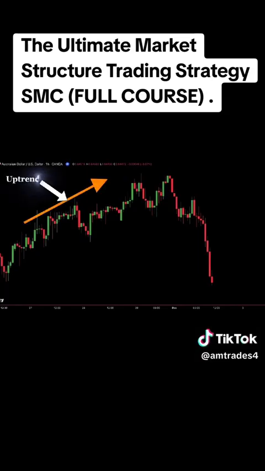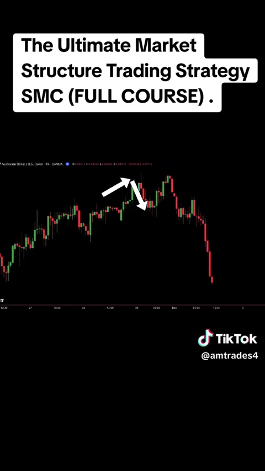The market is in a strong uptrend, forming higher highs and higher lows. Buyers are in control, and impulsive moves are stronger than retracement moves. Price makes a new high, then retraces, finding support at a higher low. Buyers step back in and push price up again.